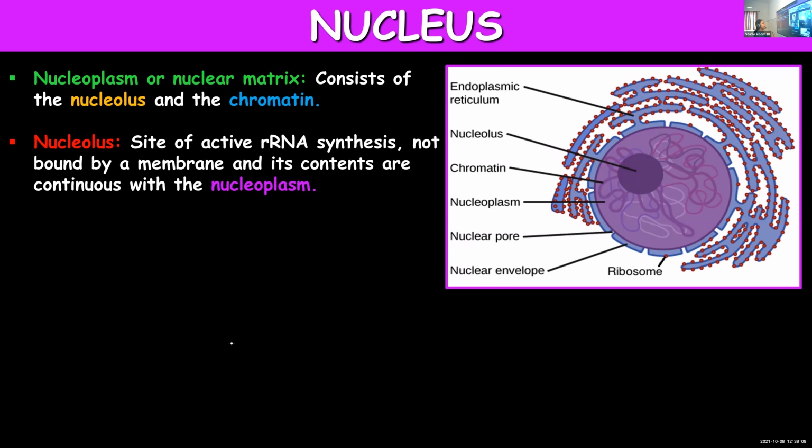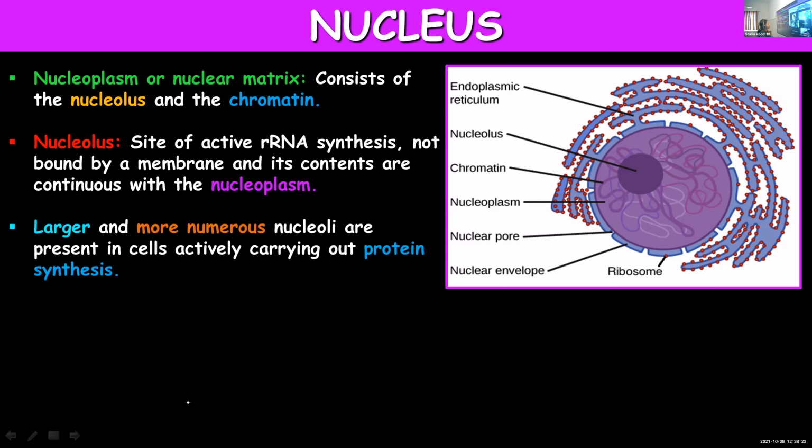If there were a membrane, it would be separated from the nucleoplasm. But it is present in the nucleoplasm without a membrane, so the contents are continuous. There can be larger and more nucleoli. Plural is nucleoli, singular nucleolus. The number of nucleoli can be more and the size can be bigger in cells with active protein synthesis. So in cells actively synthesizing proteins, the number and the size of the nucleolus can be greater.